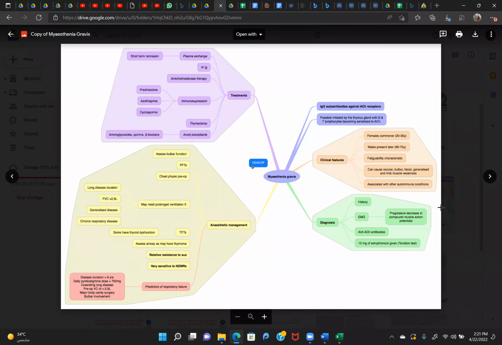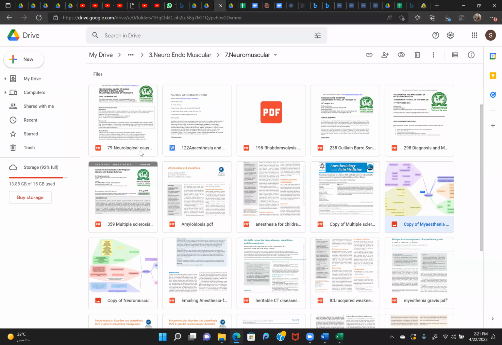It is written in the article by Dr. Javed. Yes, in the article, the Osserman classification is given. There are 5 grades. In grade 1, there is only eye involvement.